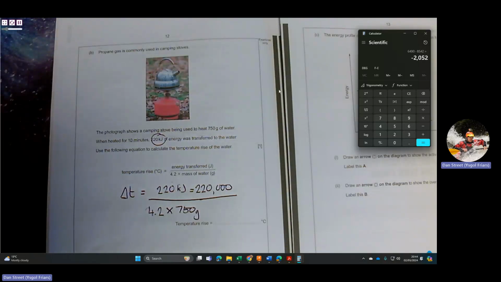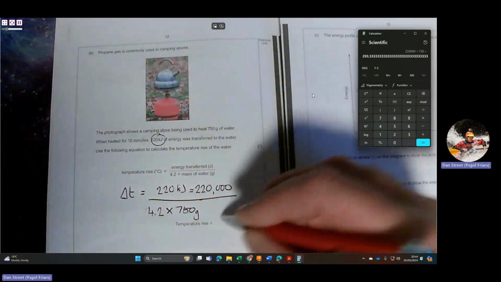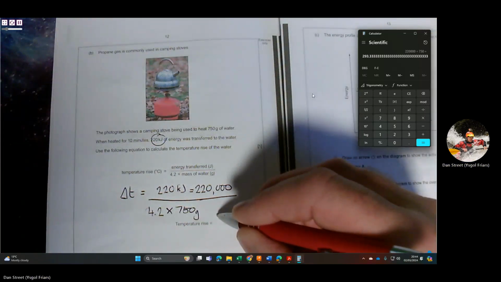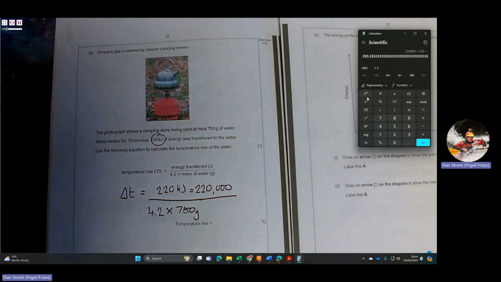So if we divide 220,000 by 750, we get 293.3 recurring. Okay, so oh sorry, I forgot a key step. I was thinking that's a very high temperature increase. I forgot the 4.2. Okay, so let's try that again. Let's do it right this time.